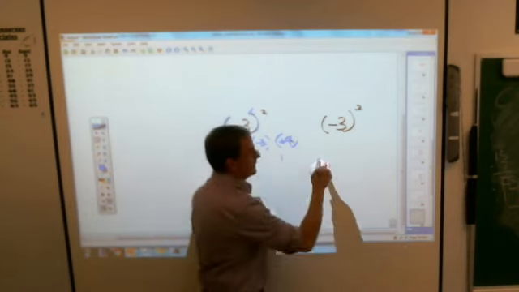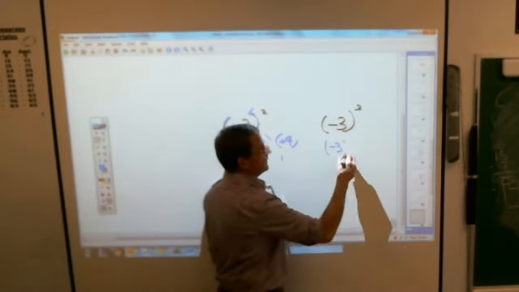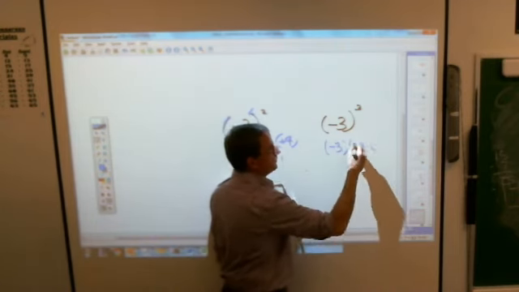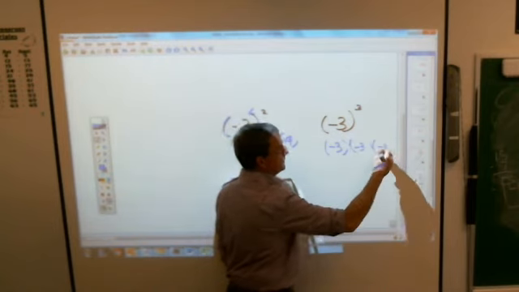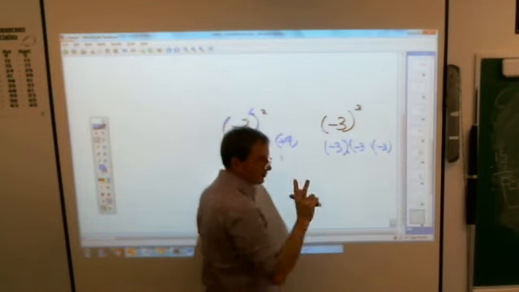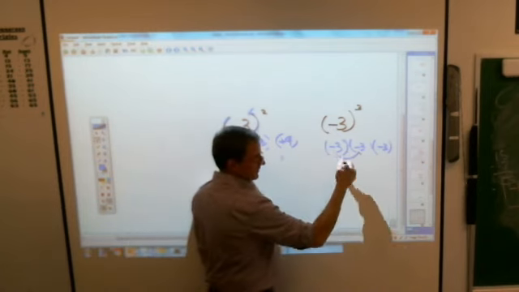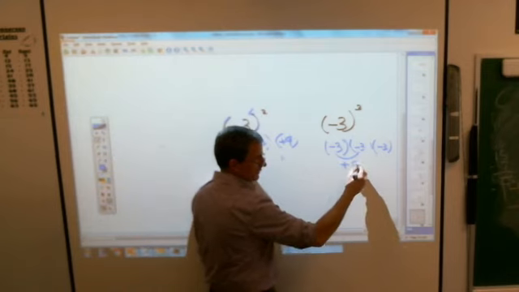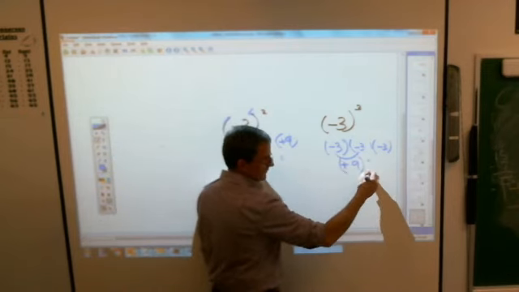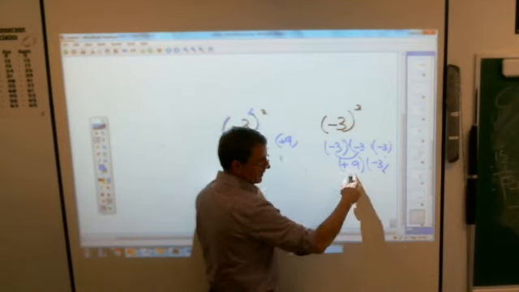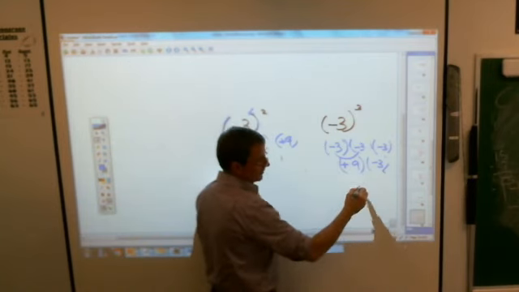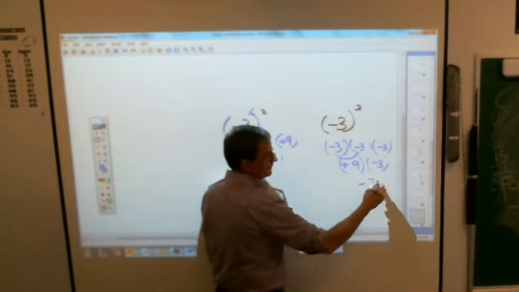Now, what about this? Negative 3 times negative 3 times negative 3. Well, you got to do this one integer at a time. Both have the same sign here, so this ends up being a positive 9. But then that positive gets multiplied by a negative there, so now they have opposite signs. So my answer is going to be negative 27.